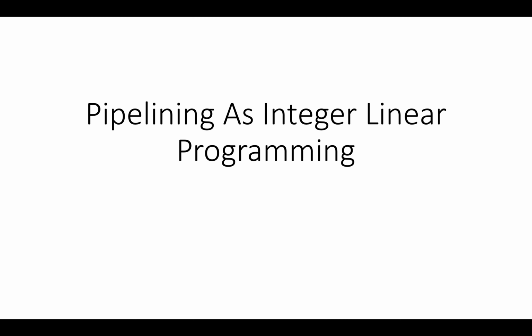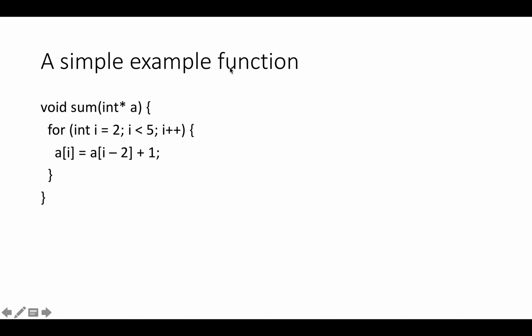Okay, so in this video, I'm going to give an intro to how to frame minimizing the initiation interval as an integer linear programming problem. Just a review from last time, we're working with this simple example function that iterates over the entries of a loop, setting the ith entry of the array to the I minus 2th entry plus 1.